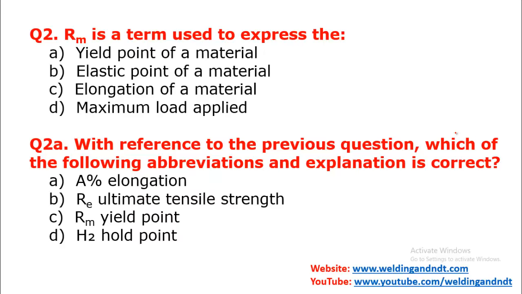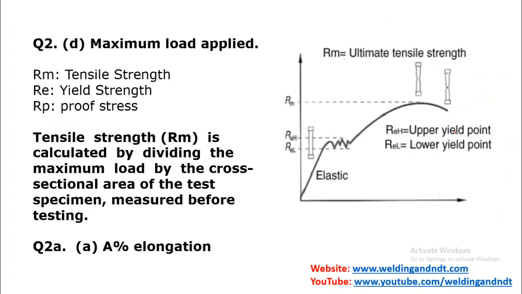Now question number 2 is, RM is a term used to express the: Option A is yield point of a material. Option B is elastic point of a material. Option C is elongation of a material. Option D is maximum load applied. So basically while carrying out the tensile test of a material, these terms come. As per the CSWIP 3.1 book, RM is used to denote the tensile strength.